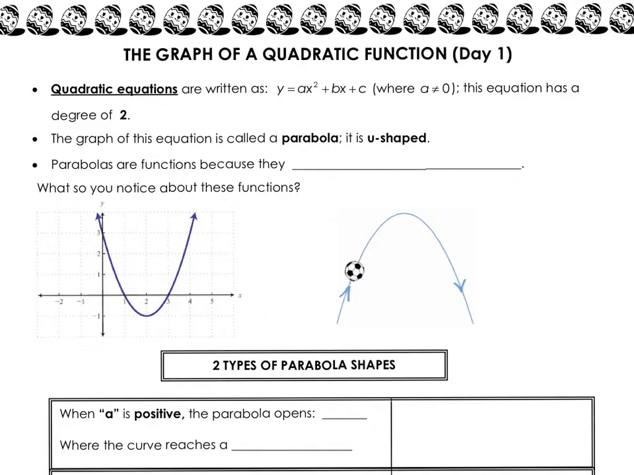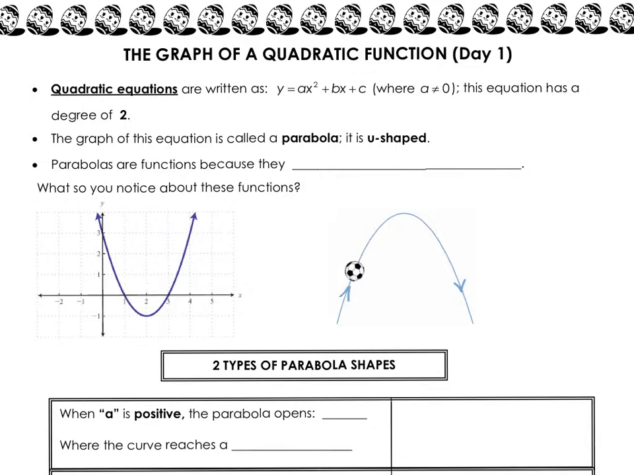And I have said this in class already. The graph of these equations is called a parabola, and it is U-shaped. So you're always looking for those U-shaped graphs and a degree of 2. Parabolas are functions, and we're going to fill that in class, but you should know what makes something a function. The next part says, what do you notice about these functions?